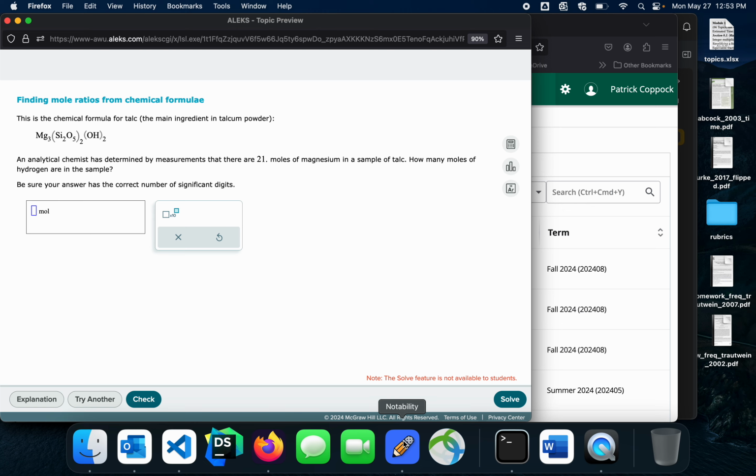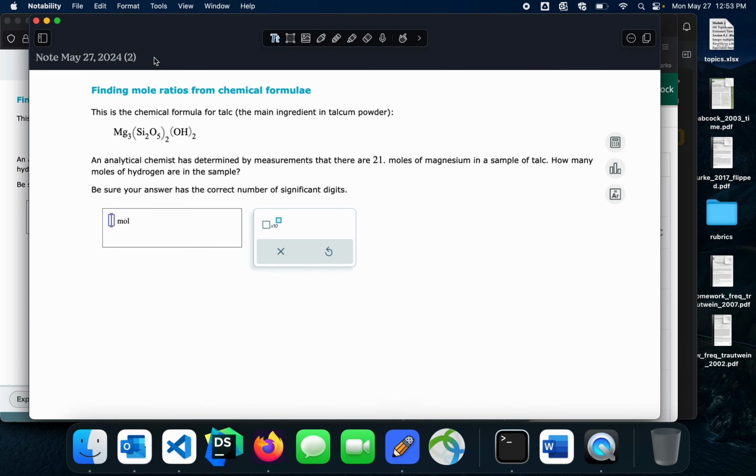Okay, so let's go over to the whiteboard and have a look at this. Finding mole ratios from chemical formulae or formulas. This is the chemical formula for talc. Lots of atoms in it. And here's the question. An analytical chemist has determined by measurements that there's 20 moles of magnesium in it. How many moles of hydrogen are in the sample?